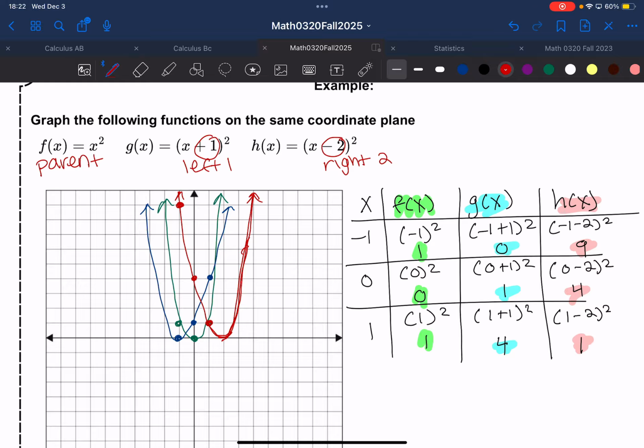So if we wanted to be even more accurate, we wanted to know what those exact values are, we would have to continue to plug in different x values. And so for g of x, since it moved towards the left, we would have to plug in more negative values to see where it goes. And for h of x, since it moves to the right, we would have to plug in more positive x values to see where it goes.